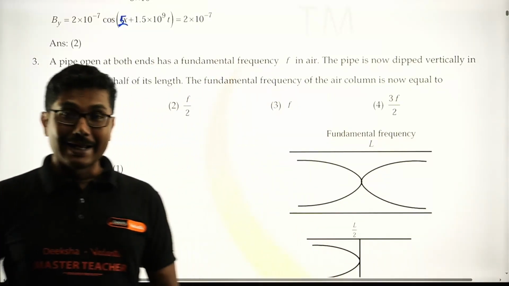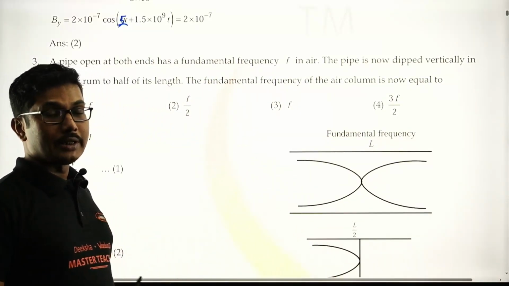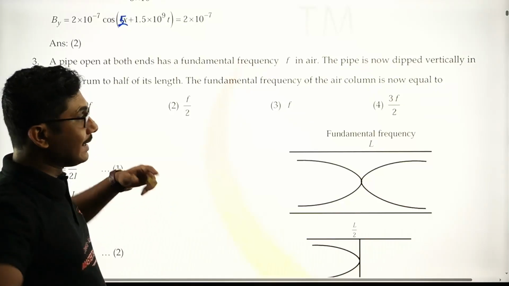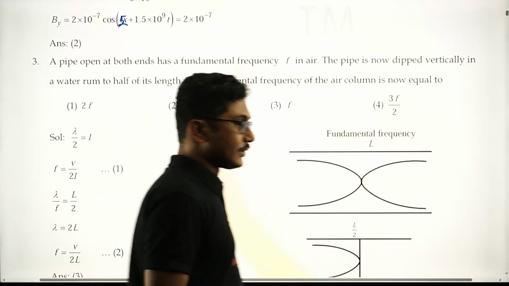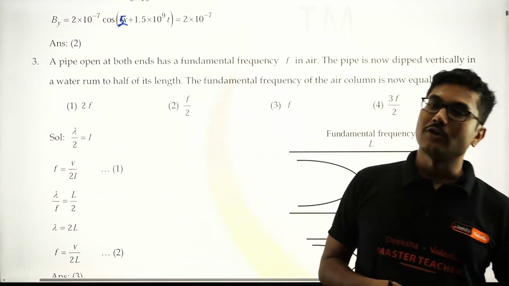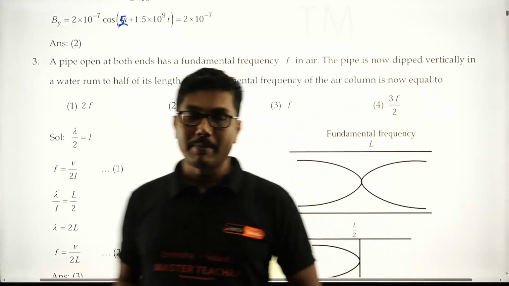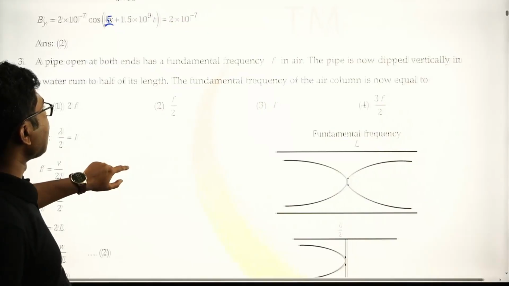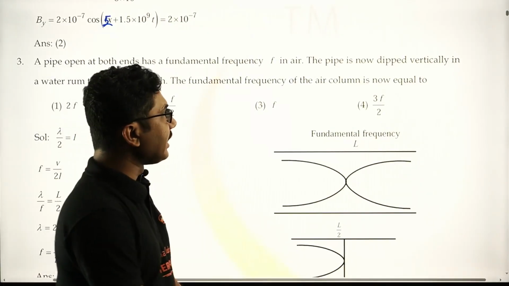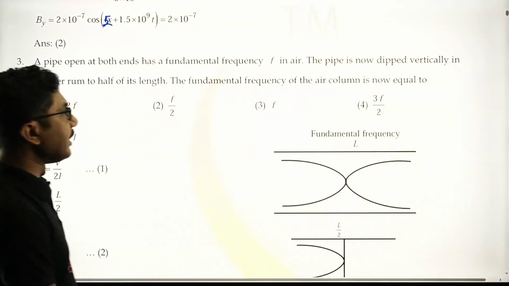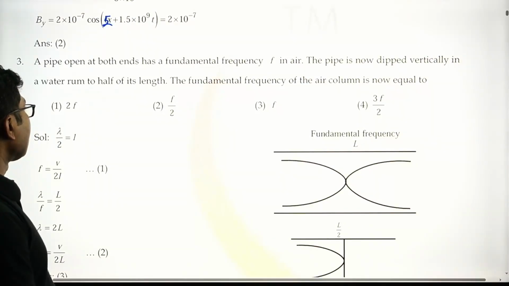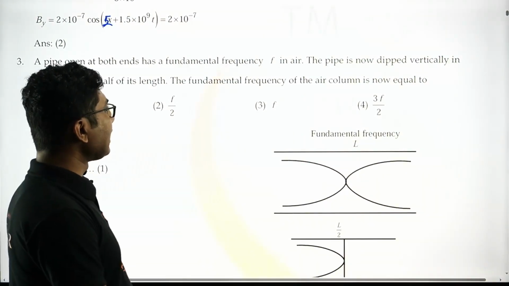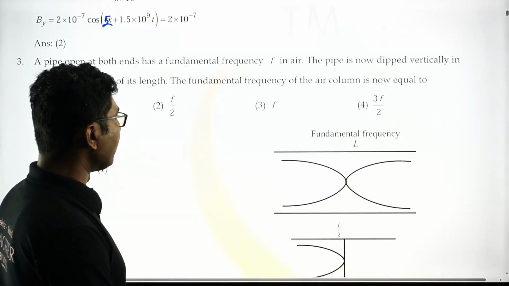So E, B and the direction of propagation x, they are mutually perpendicular. So if E is along one direction and you know the direction of propagation, you can calculate the magnetic field as well. Now, a pipe open at both ends has a fundamental frequency f in air. The pipe is now dipped vertically into water up to half its length. The fundamental frequency of the air column is now equal to.